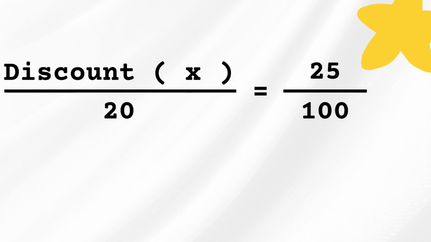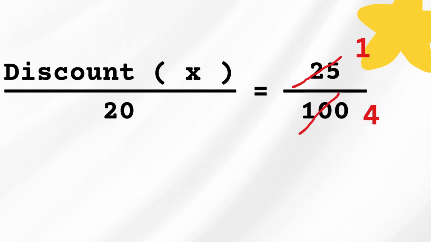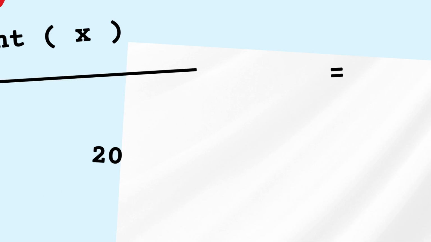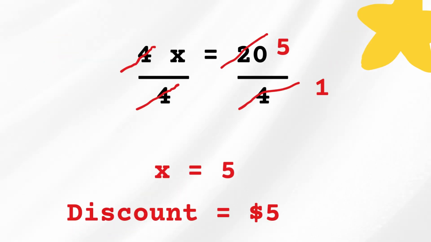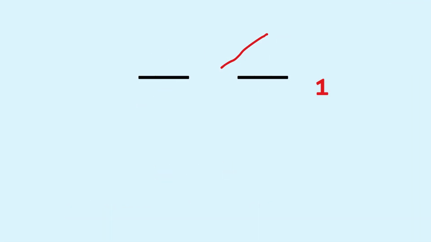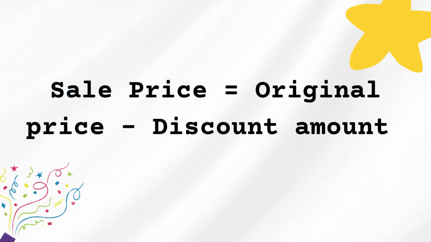So the equation is discount divided by $20 equals 25 divided by 100. Now let's simplify 25 over 100 to 1/4. To find the discount, we cross multiply. Discount, which is x times 4 equals 20. Now we divide both sides of the equation by 4. Discount equals 5, so the discount on the shirt is $5. Awesome! The sale price equals the original price minus the discount amount. So the sale price is 20 minus 5, which is 15.